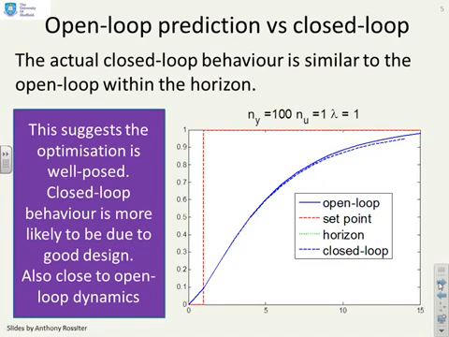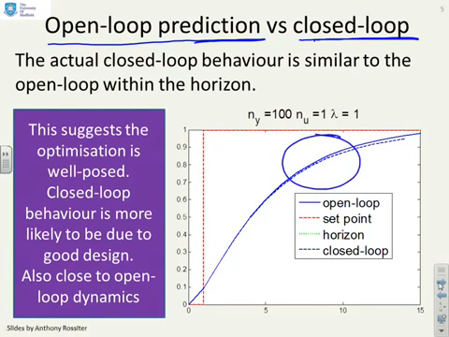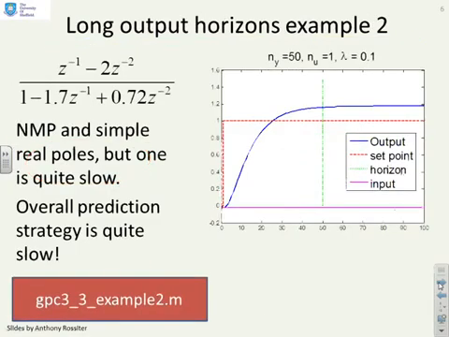Now, let's compare the open loop predictions with the closed loop behavior that results. And here you notice they are actually quite similar. And now I'm feeling a lot more confident. You'll remember in the previous video, when the output horizon was small, these curves were very different, suggesting the optimization was meaningless. Here, the curves are nearly the same, and that suggests that the optimization is actually well posed. The closed loop behavior is more likely now to be due to good design, because the optimized predictions are actually overlaying the closed loop behavior that results.